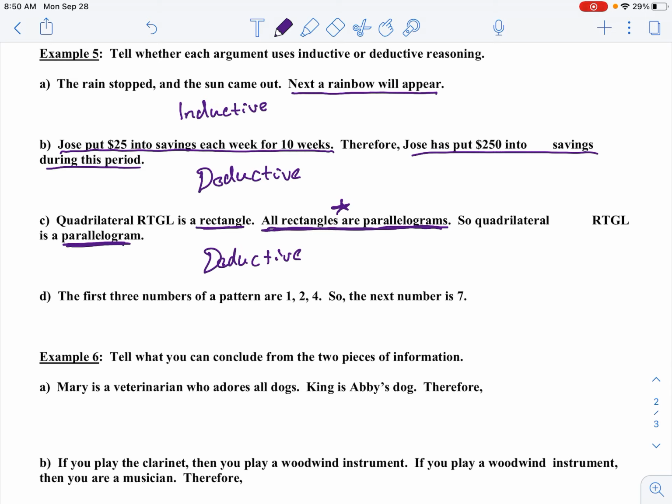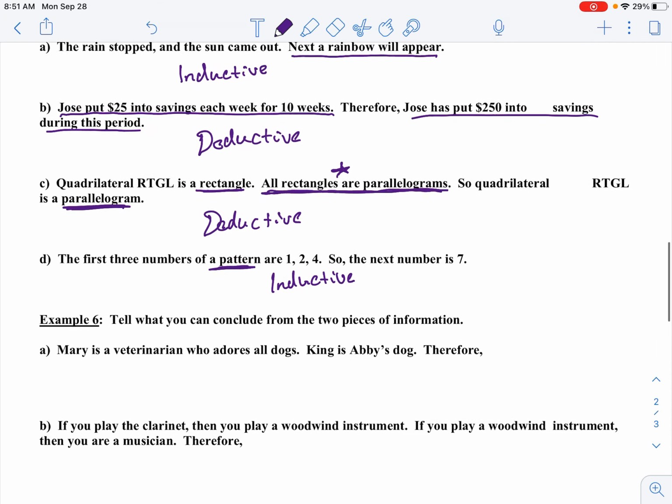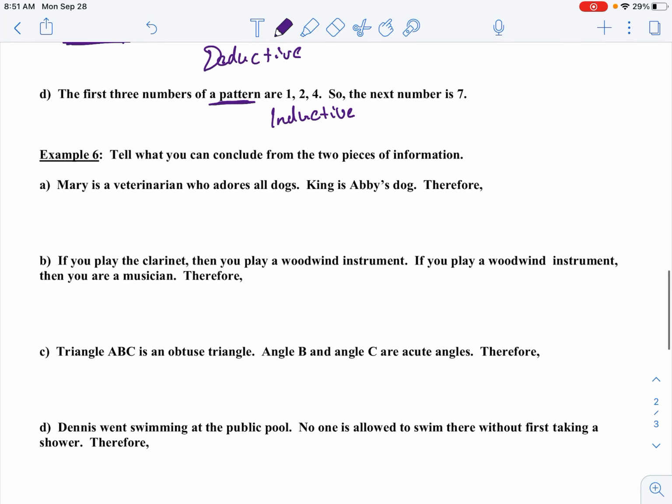The first three numbers of a pattern, that should give it away right here, are 1, 2, and 4. So the next number is 7. This is inductive because that word that was shown, pattern. We are making observations. We got a pattern, and we're coming up with a conjecture that says the next number is 7. That is inductive because there's no facts there. We're just observing a pattern. We're making a general observation and making a specific conjecture.